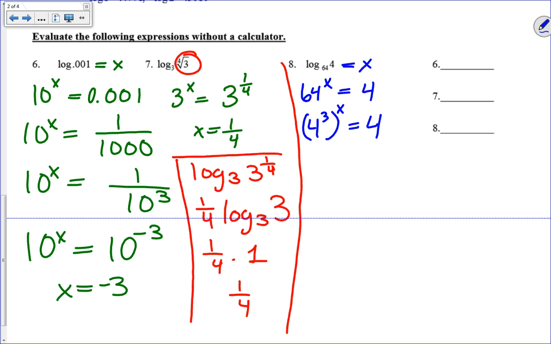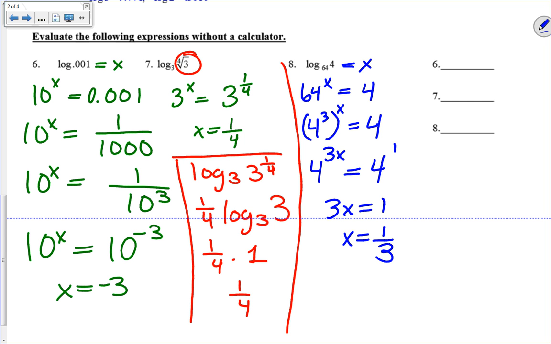So it's going to be 4 to what power? 3x, right? So when we have powers to a power, we can multiply those together. So we get 4 to the 3x equals 4. So now, what power does that 4 have, even though it's not written there? 1, right? So what does x need to be? Right, so we can say 3x is equal to 1, x is equal to 1/3.